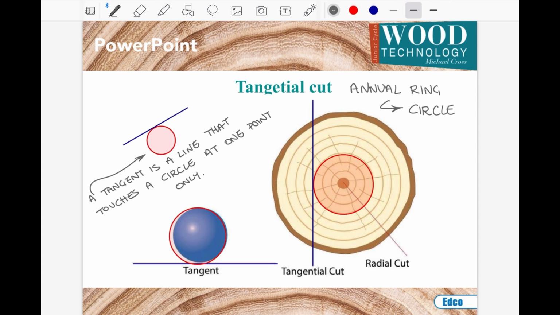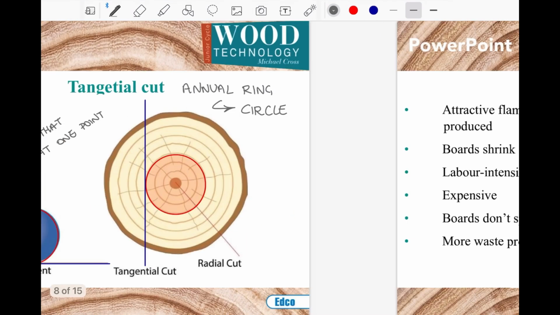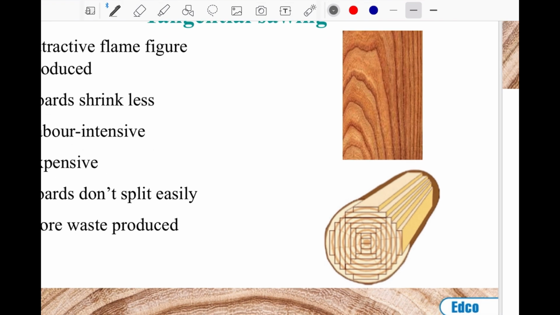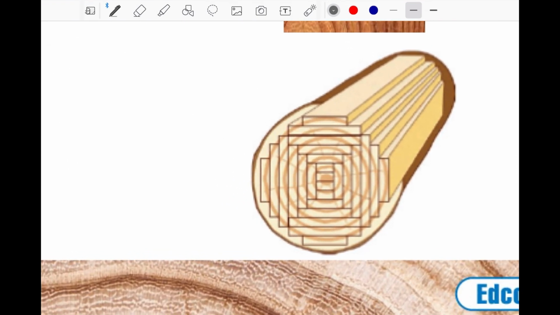Now, what is generated through this, or because of this, is this set of boards down here. So here we are, tangential sawing. Now let's look at this and analyze it for a moment. So we have one board here, for example.